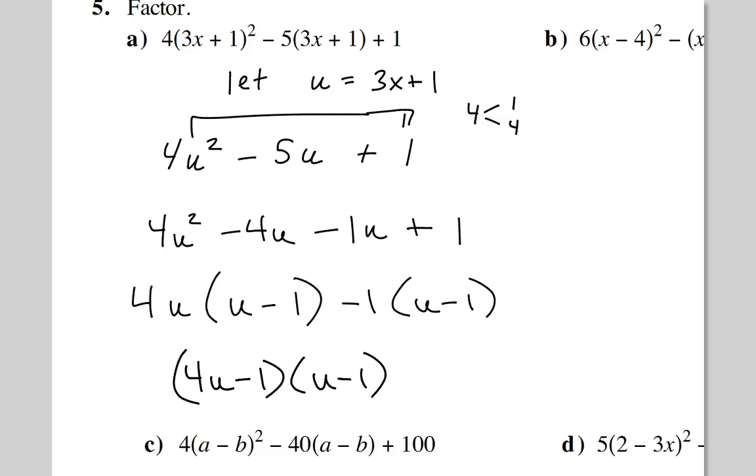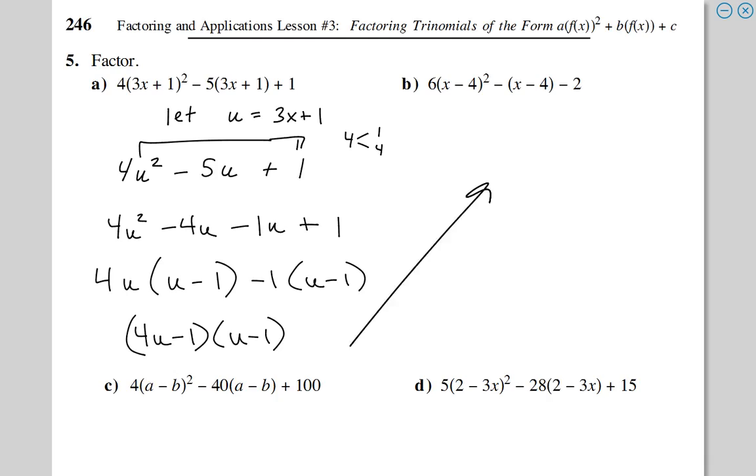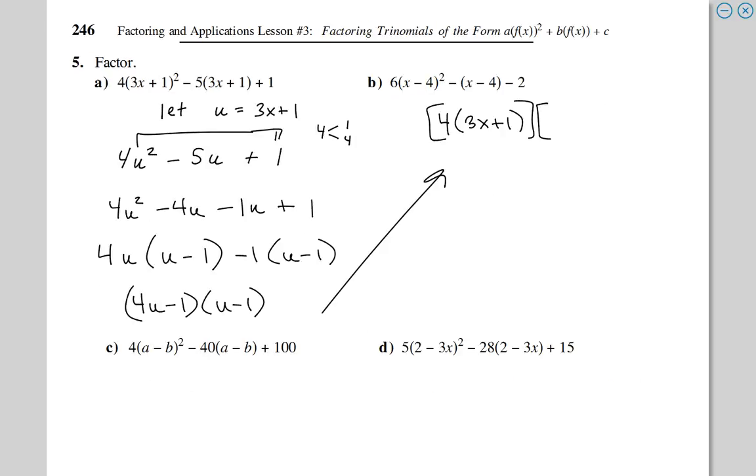That would be 1 mark out of 2. Why? Because I didn't finish it off. I have to substitute 3x plus 1 back into u and not forget to simplify it. Good. So I'm just going to take this over into the next space. 4u, which is 3x plus 1. And then we have 3x plus 1 minus 1.